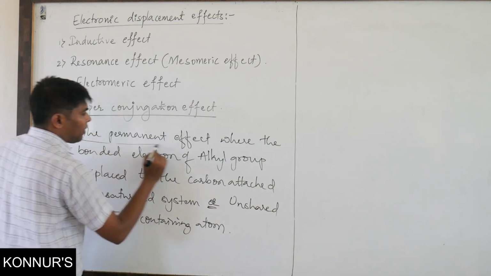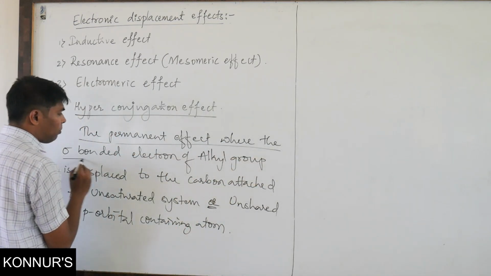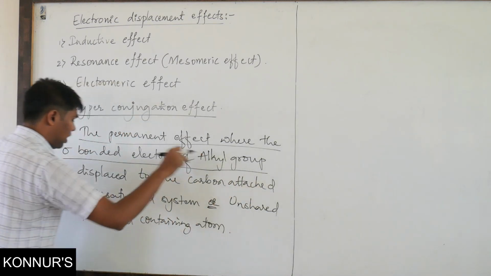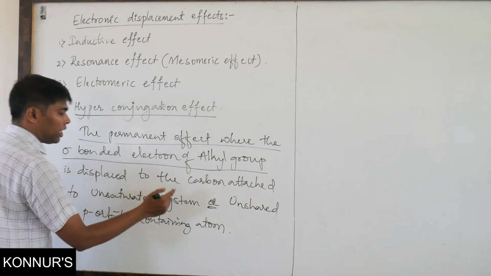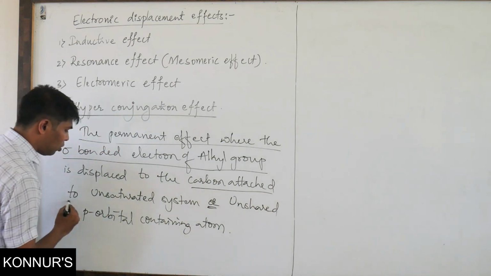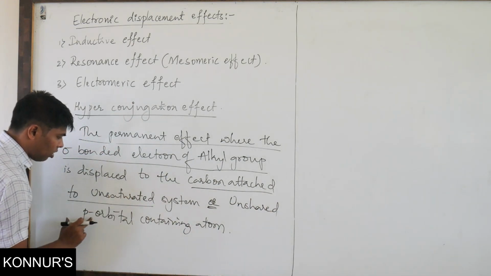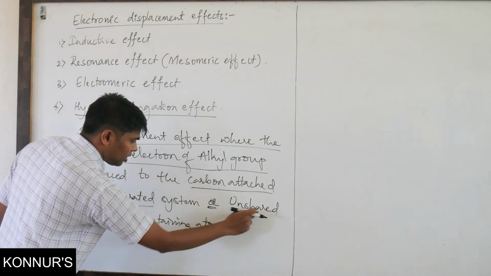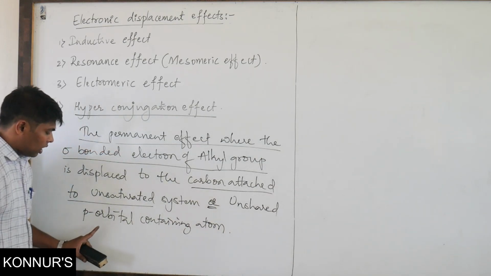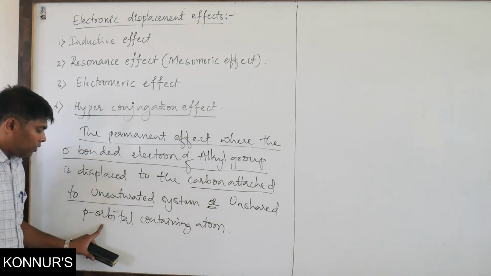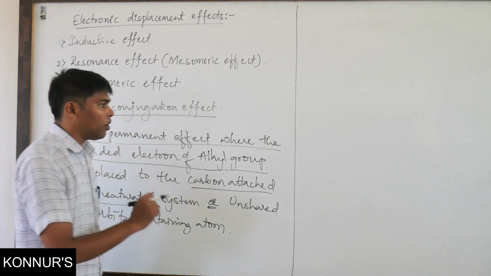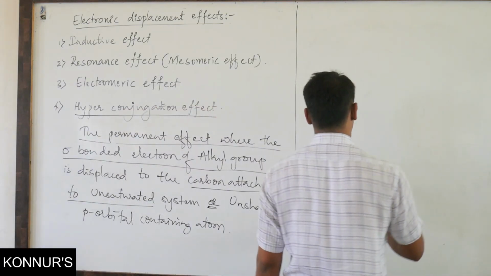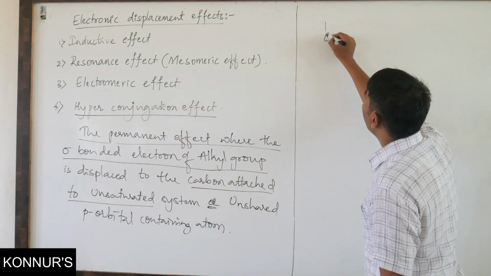Here it's a permanent effect whereby the sigma bonded electrons of an alkyl group are displaced to the carbon attached to an unsaturated system, or the carbon which contains unshared p orbitals. I will tell you both of the cases here. Here this is a methyl group.